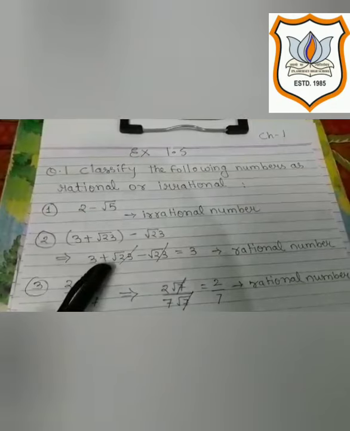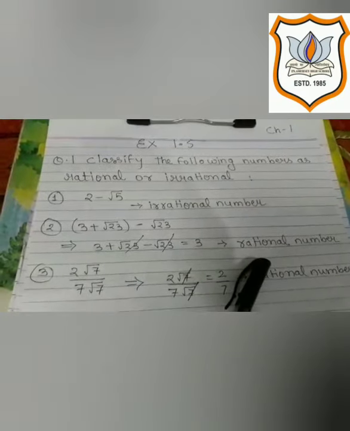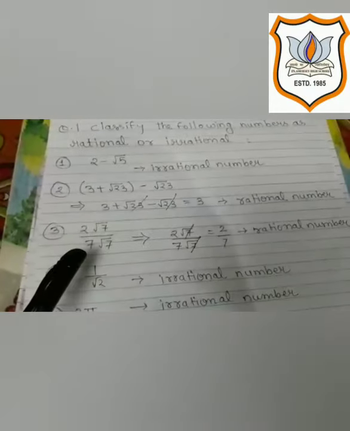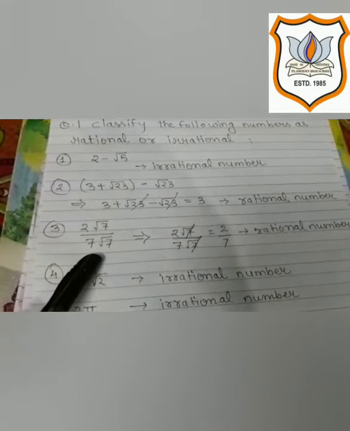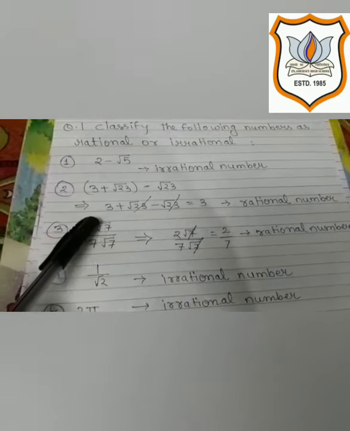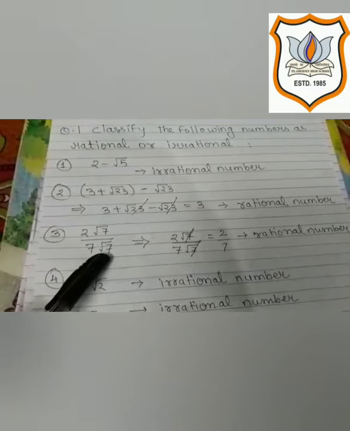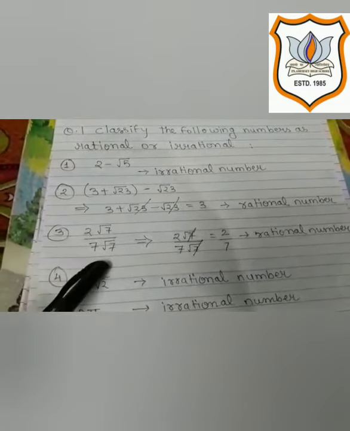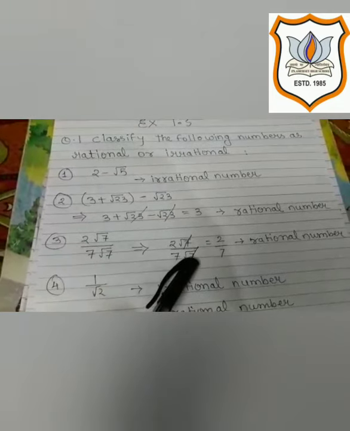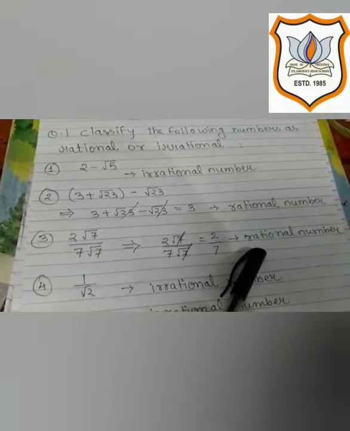And therefore only 3 will remain, and hence 3 is a rational number. The next part, 2 root 7 upon 7 root 7. Here root 7 upon root 7, in numerator and denominator both are having root 7 and we can cut them. The last answer will be 2 upon 7, which is a rational number.